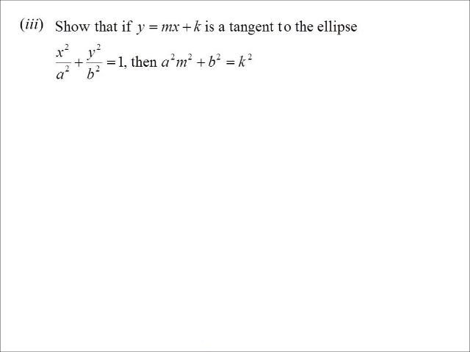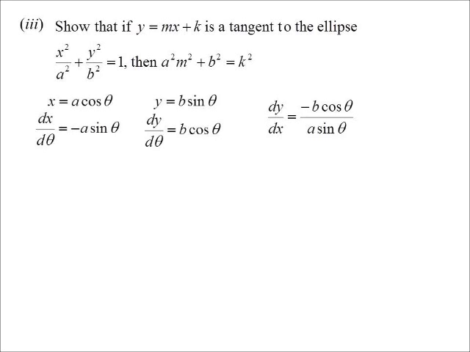If y equals mx plus k is a tangent to the ellipse, x squared on a squared plus y squared on b squared is 1, then a squared m squared plus b squared is equal to k squared. That's what we're going to show. Okay, y equals mx plus k. Something to do with the tangent, so x is a cos theta, dx to theta, minus a sine theta. Basically, I'm doing exactly the same thing. I'm finding the slope of the tangent here. Y is b sine theta, dy to theta, b cos theta. All right, I know the derivative is minus b cos theta on a sine theta.